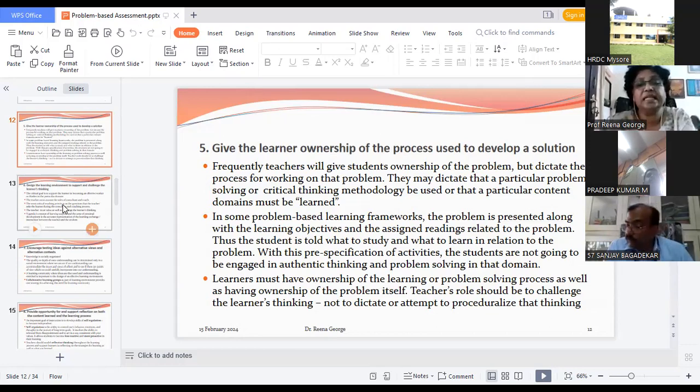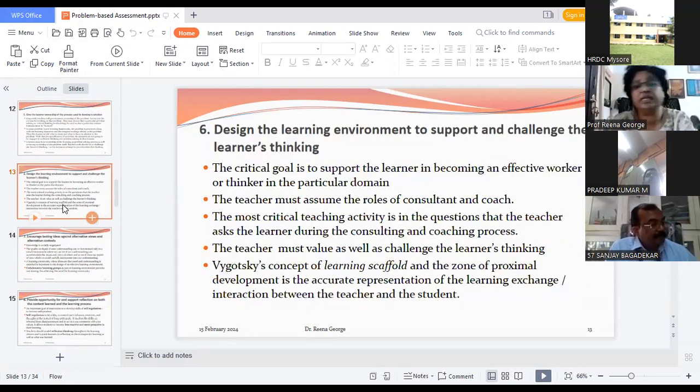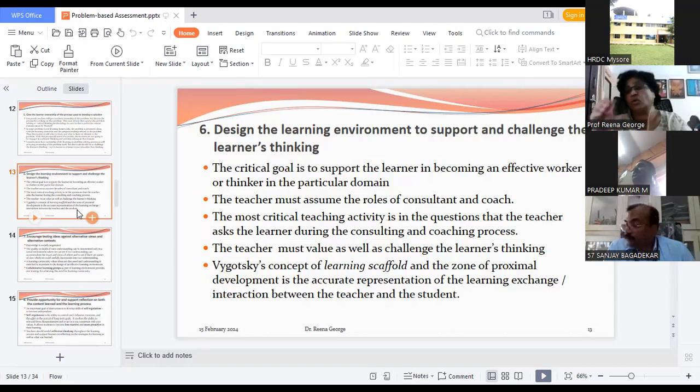Next is to design the learning environment to support and challenge the learner's thinking. This is called learning through scaffolds and the zone of proximal development. In the earlier session, I have detailed this. The critical goal here is to support the learner in becoming an effective worker or thinker in a particular domain. The teacher must assume the role of a consultant or a coach.